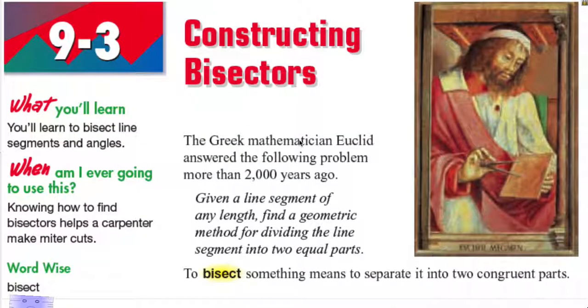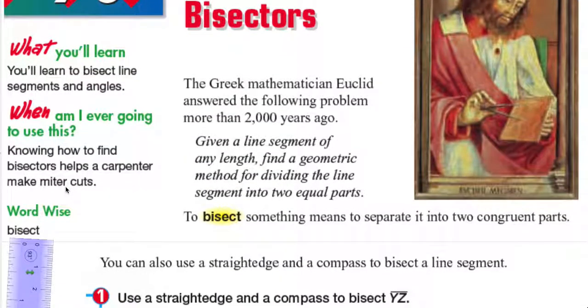So lesson 9-3, constructing bisectors. And in this lesson, you learn to bisect line segments and angles. When are you ever going to use this? Knowing how to find bisectors helps a carpenter make miter cuts. So the word we're going to talk about or define will be the word bisect.